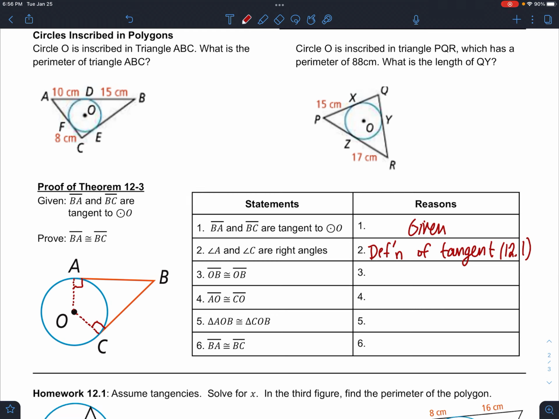All right, anyhow, it says OB is congruent to OB. We don't even have OB drawn, but it would look something like that. And this might be setting up two triangles. Now we can kind of see the direction this is going. But that is backed up by the reflexive property of congruence.